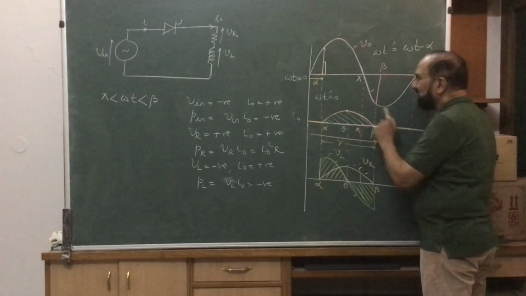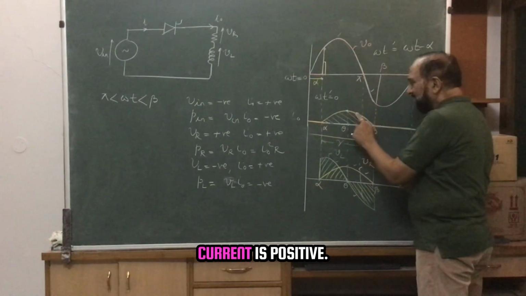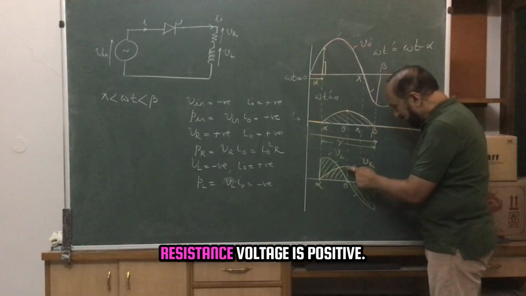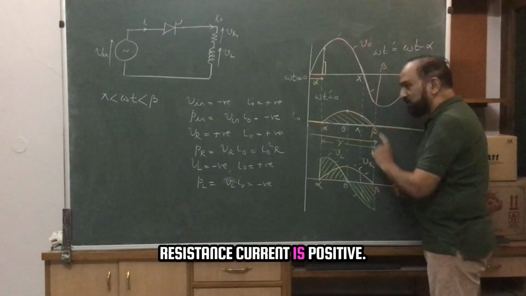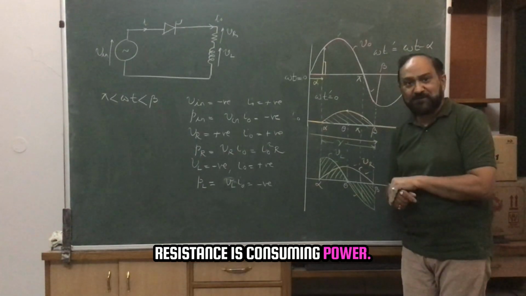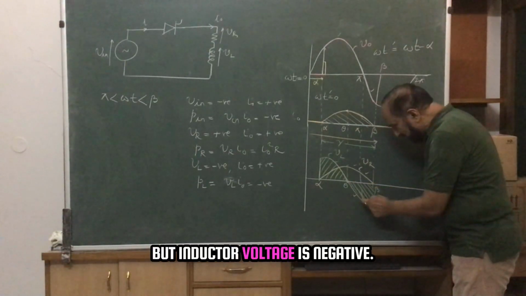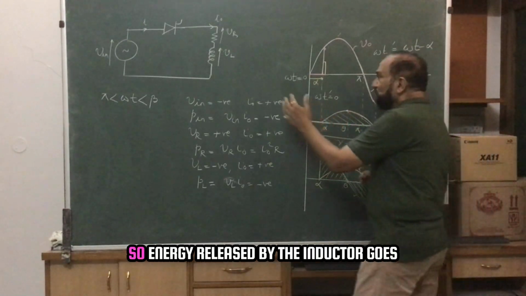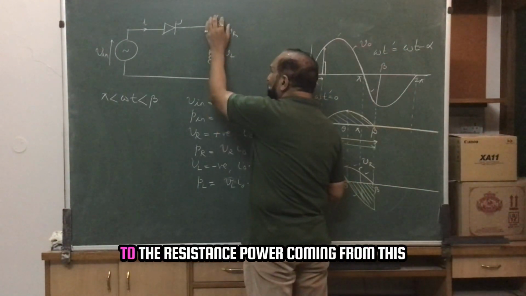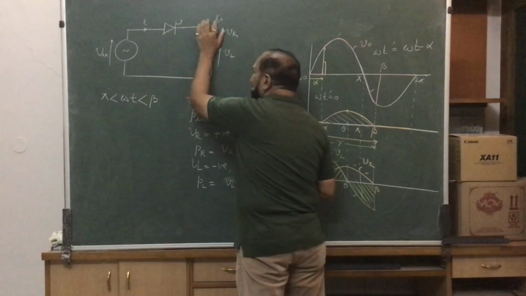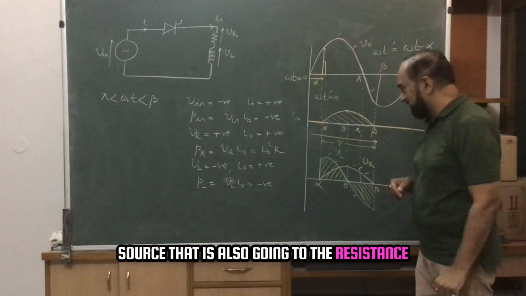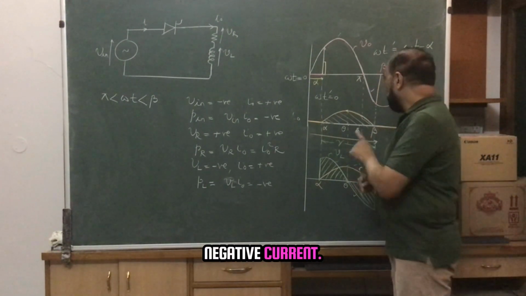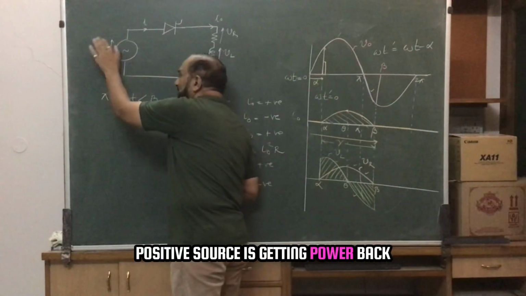From theta to pi, source voltage is positive, current is positive, source is still feeding power to the rest of the circuit. Resistance voltage is positive, resistance current is positive, resistance is consuming power. But inductor voltage is negative, current is positive, means now inductor is releasing the energy. So energy released by the inductor goes to the resistance, power coming from this source, that is also going to the resistance. And from pi to beta, input voltage negative, current positive, source is getting power back.